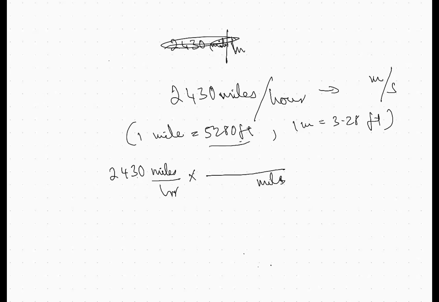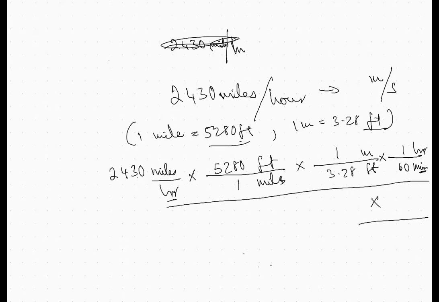Now I have to get rid of feet here. So I put feet at the bottom and meters at the top, that ratio 3.28. Now this hour is still there, right? To cancel hour, I should have hour on the top and minutes, so 1 hour is 60 minutes. Now to get rid of minutes, I will have minutes up here and seconds, so 60 seconds is 1 minute.